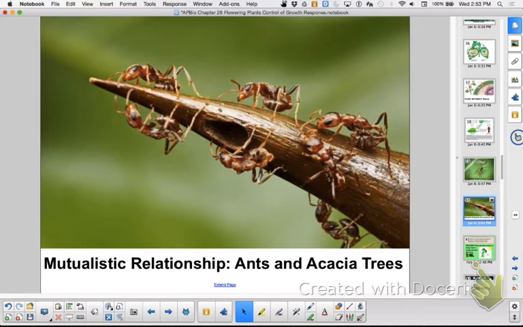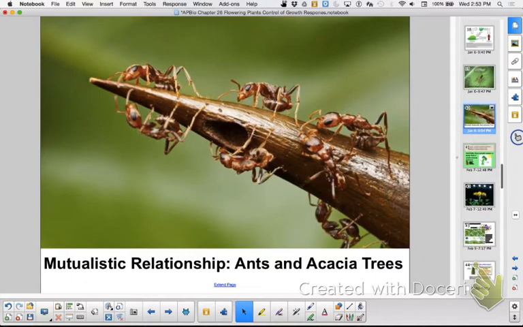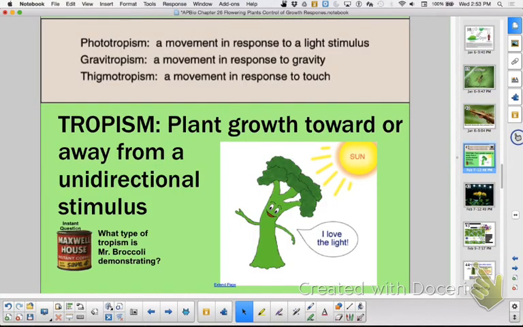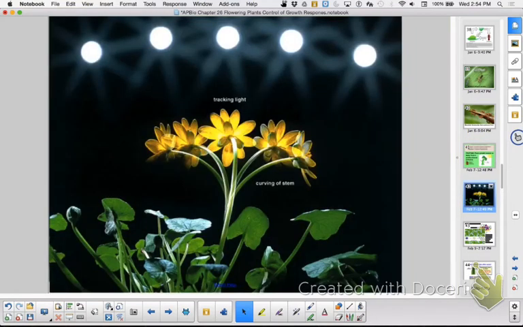Yes? Okay. Now let's move on to tropisms and Mr. Broccoli. Okay. We have already reviewed phototropisms and gravitropism, and actually already mentioned thigmotropism. And so here's just a response to light.